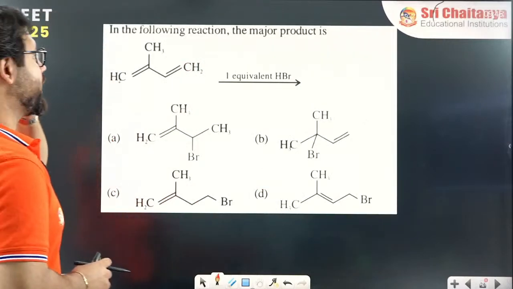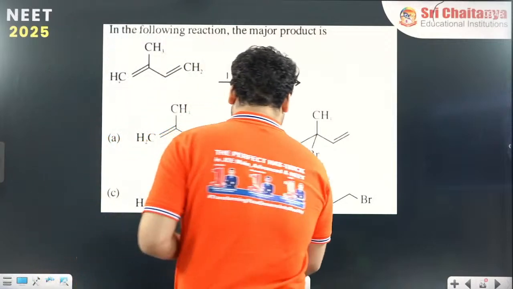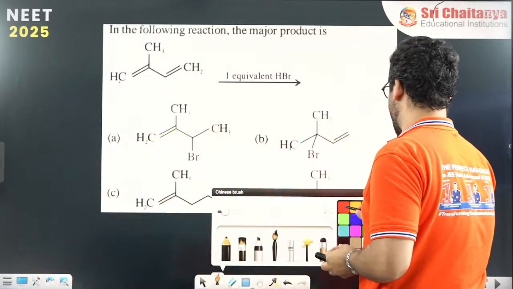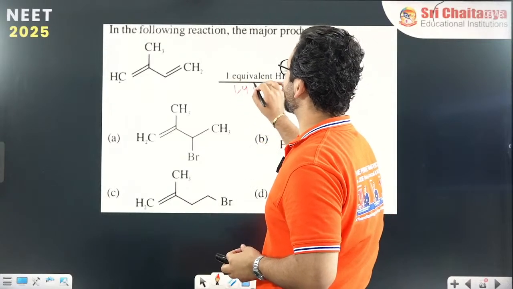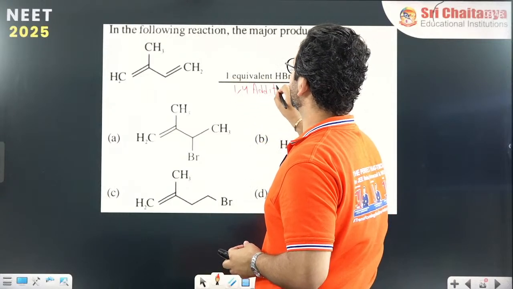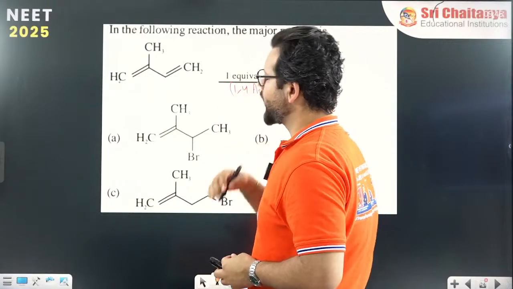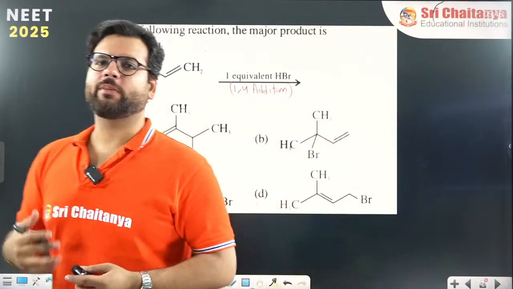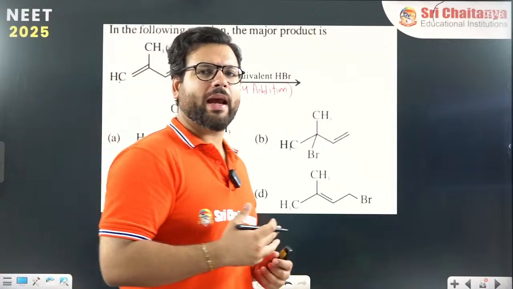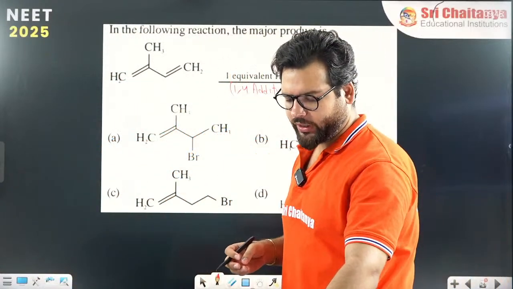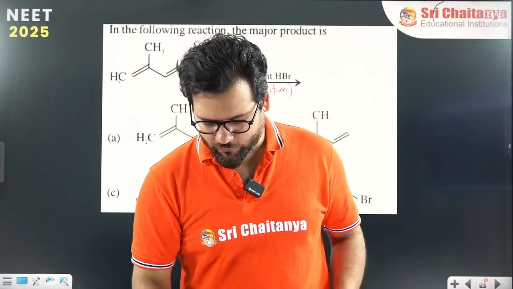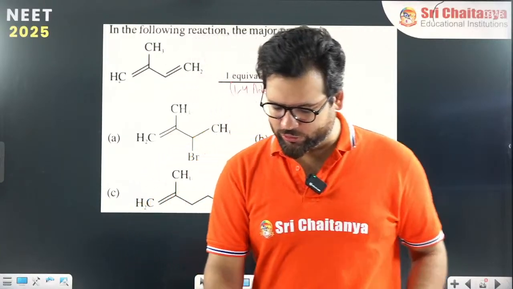In the following reaction, the major product is going to be. This is another good question where you have to do a little bit of rearrangement. It is called 1,4 addition. So whenever you see a conjugated pi bond, pi nothing pi, do not add HBr to one of the pi bonds. You should do 1,4 addition. Now how to do 1,4 addition?